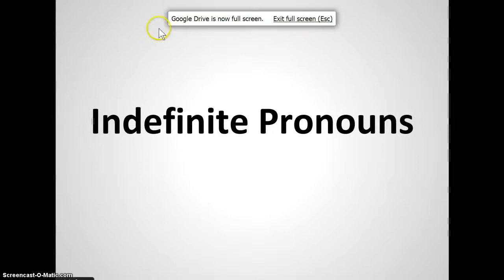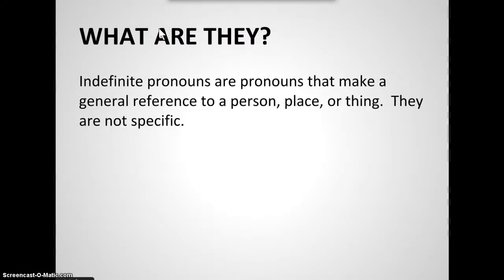Indefinite pronouns. What are they? Well, indefinite pronouns are indefinite. In other words, they make a general reference to a person, place, or thing, but they do not make a specific reference to a thing.